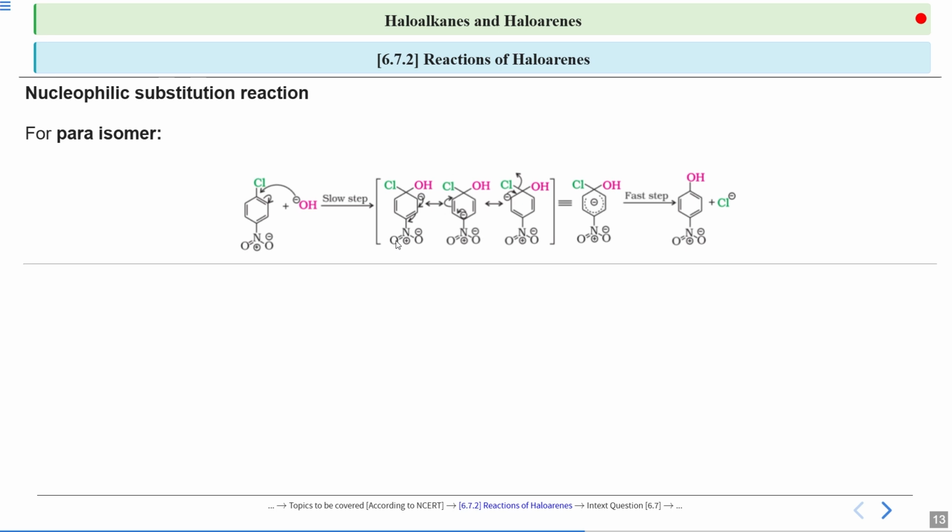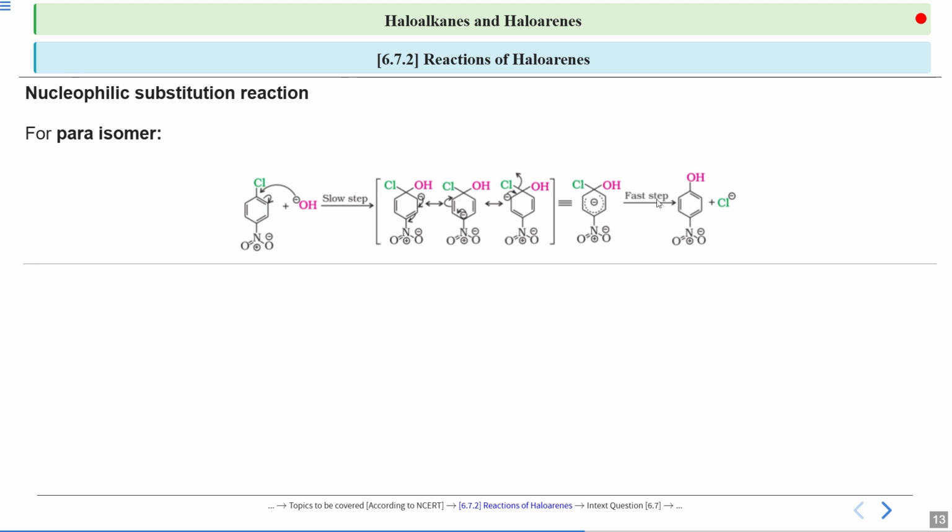Now this negative charge will delocalize over the carbon at which the NO2 is present. So the negative charge will come here at the carbon at which NO2 is present, and then again the negative charge will delocalize by resonance and go over this carbon, and then this negative charge will go here, form a double bond, and this chlorine will be removed from the reaction. So all these three steps are equivalent to this intermediate forming, which shows that the negative charge is delocalizing over the carbon at which the nitro group is present at the para position.